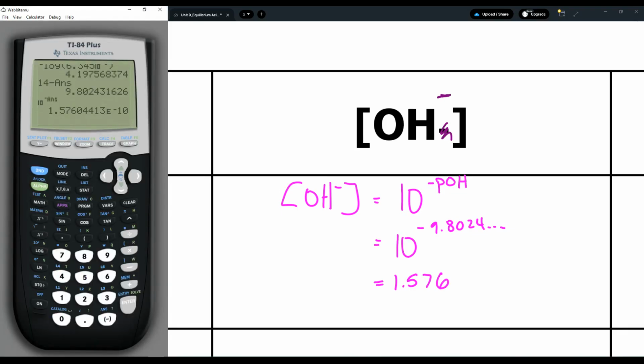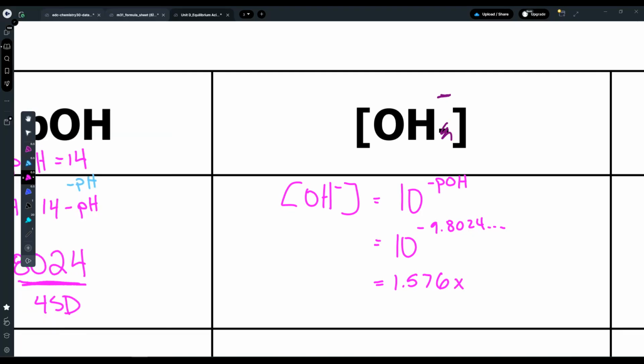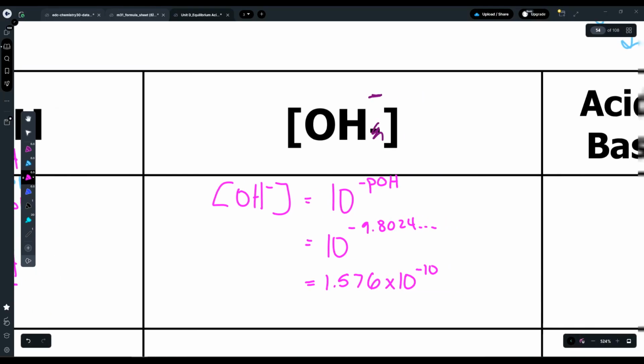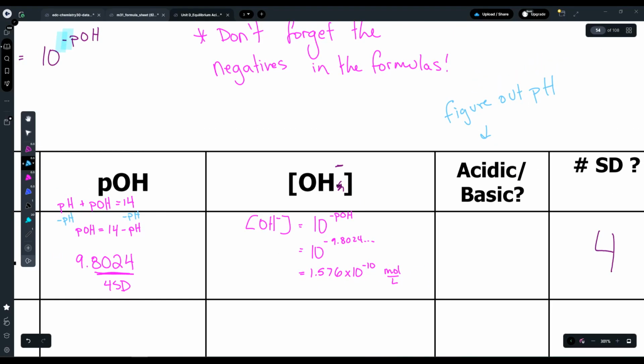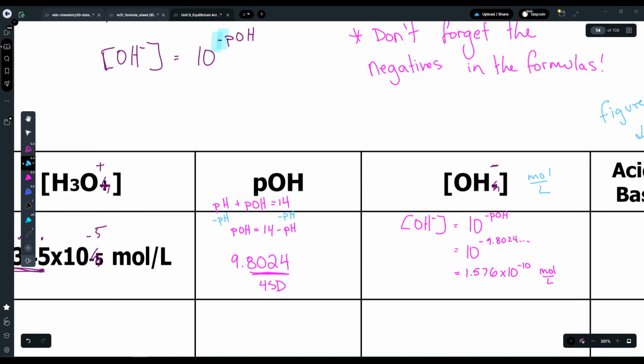Okay, and I am going to report this in the correct amount of sigdigs, so 4 sigdigs. But because this is the concentration of hydroxide ions, the word concentration does not have the letter P in it, so I got to look at the entire number to determine sigdigs. So 1.576, that is 4 sigdigs, times 10 to the power of negative 10, and my units here are moles per liter. Okay, so what I'm going to add in here is just the units at the top of each column. So pOH and pH, they don't have any units.